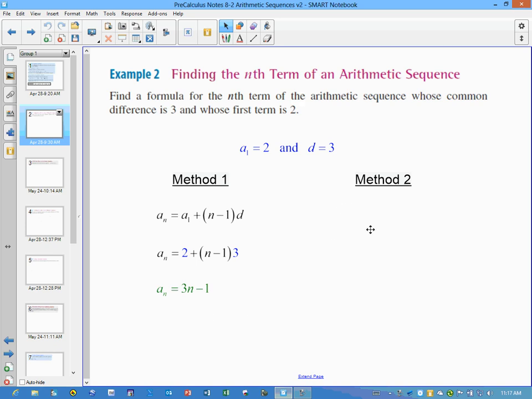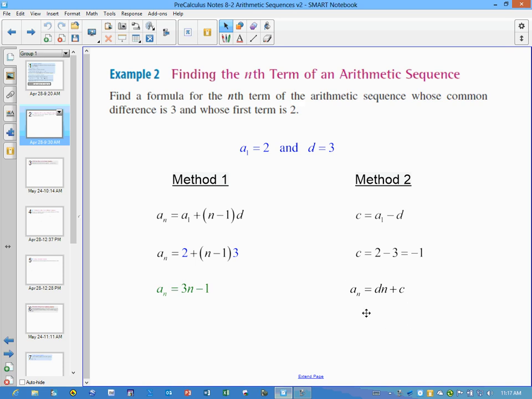With method 2, you first have to calculate the value of c. This is why I prefer method 1, but still most books will show you this method where you calculate c as being the first term minus the difference, and then c is going to be 2 minus 3, which is negative 1. And then you plug it into the formula here, dn plus c.